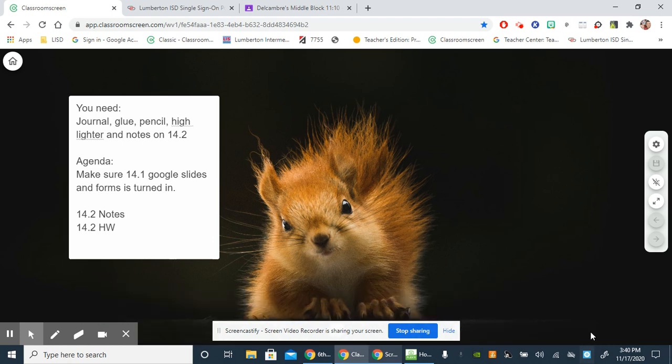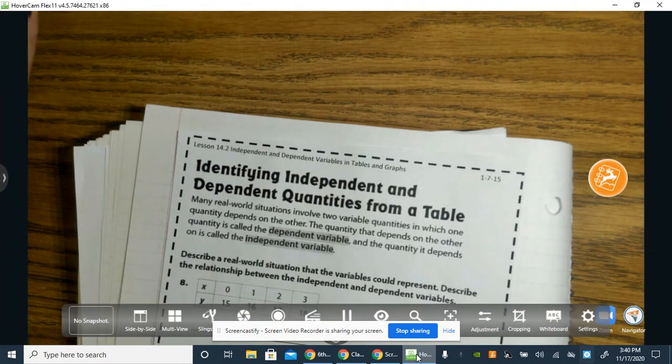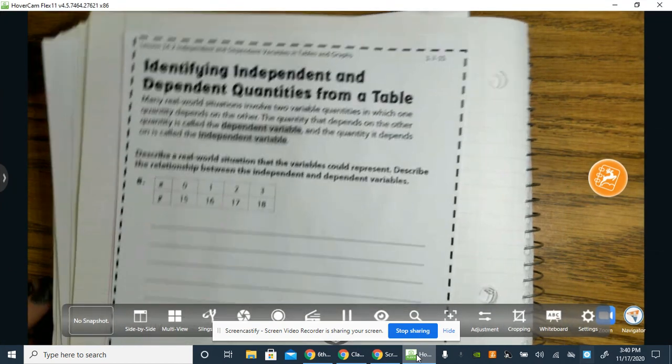You'll need your journal, glue, pencil, a highlighter, and your notes on 14.2. So make sure that your 14.1 Google Slides and Google Form is turned in. So make sure you get that done. We're going to go into our 14.2 notes, which is independent and dependent variables and tables and graphs. And then we're going to kind of get started on our homework. So let's go. All right, so here's our notes that we have.